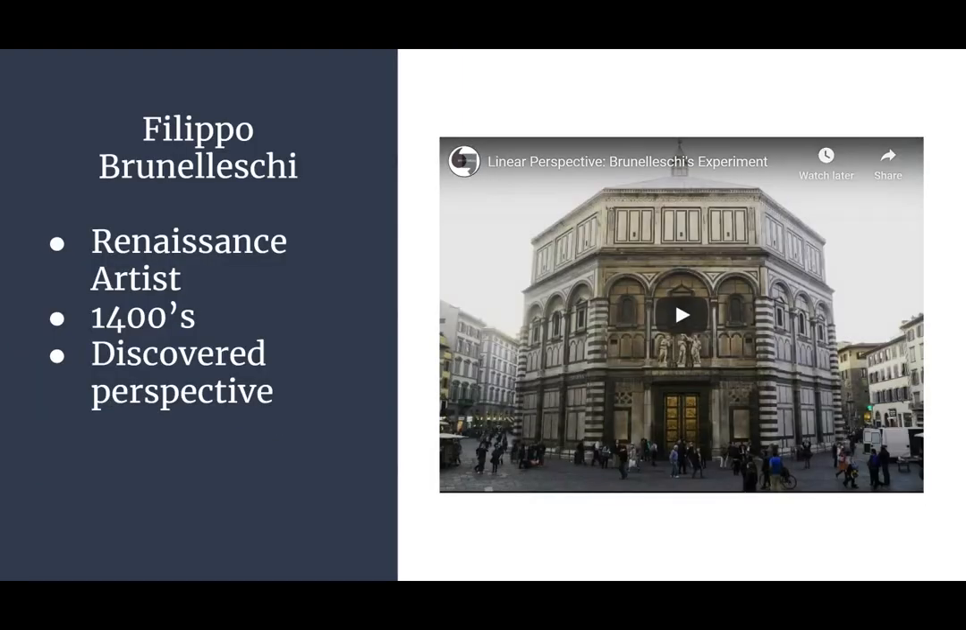Filippo Brunelleschi was a Renaissance artist during the 1400s, and he discovered how to use this system of drawing to create the illusion of space. Today, it is called linear perspective.